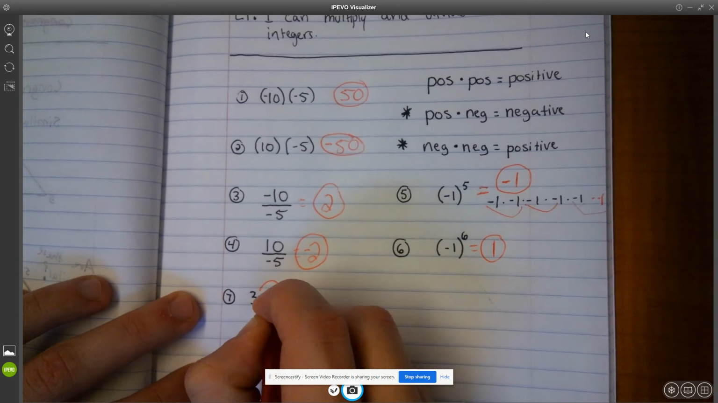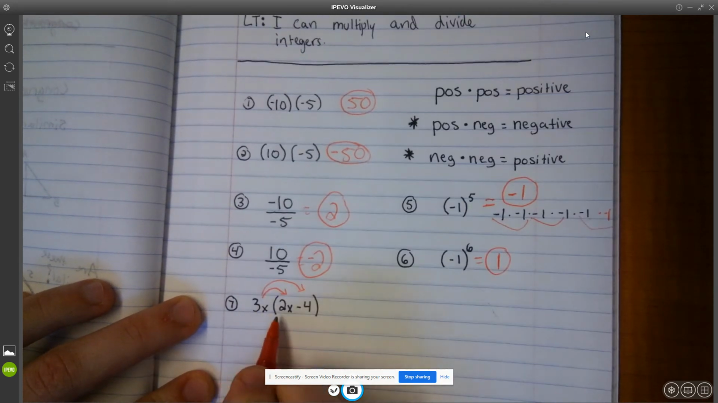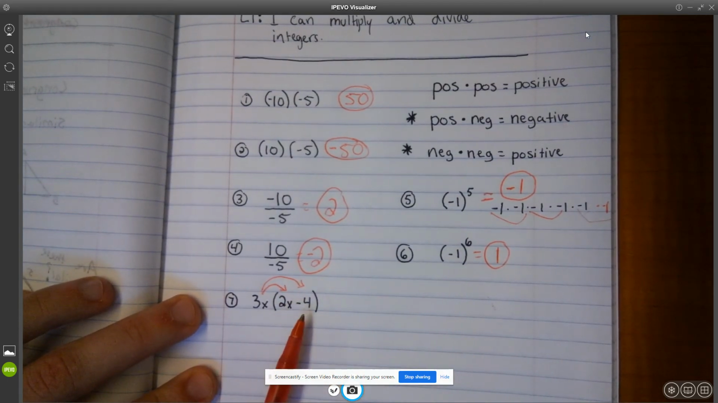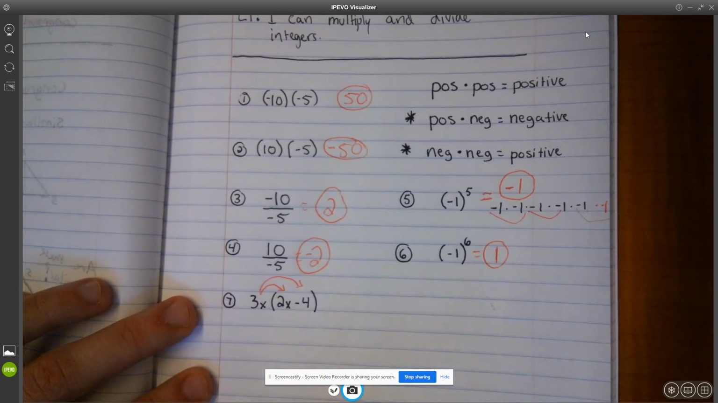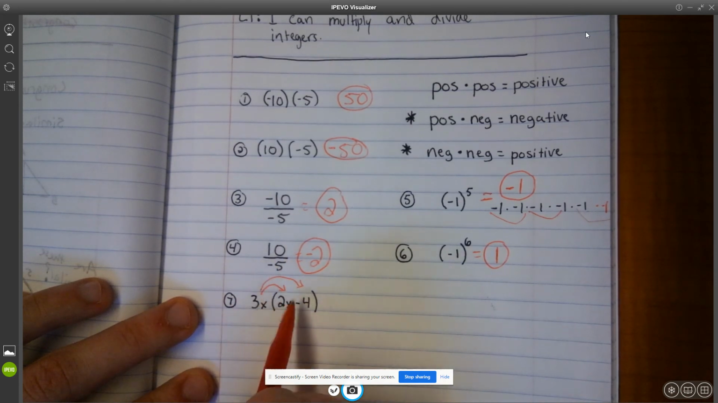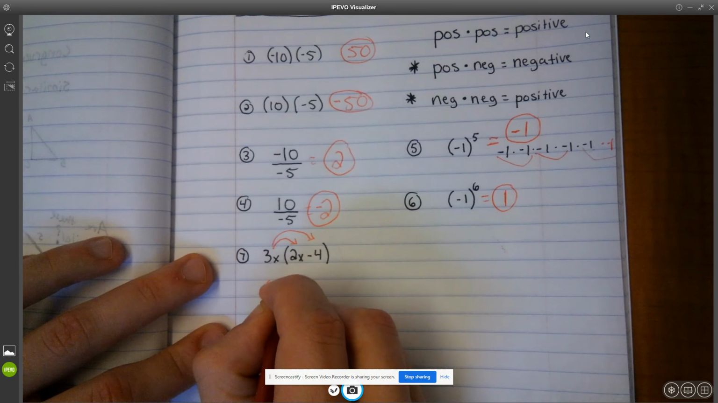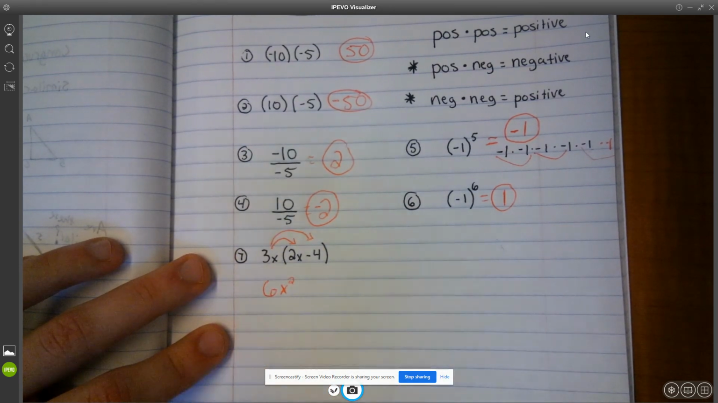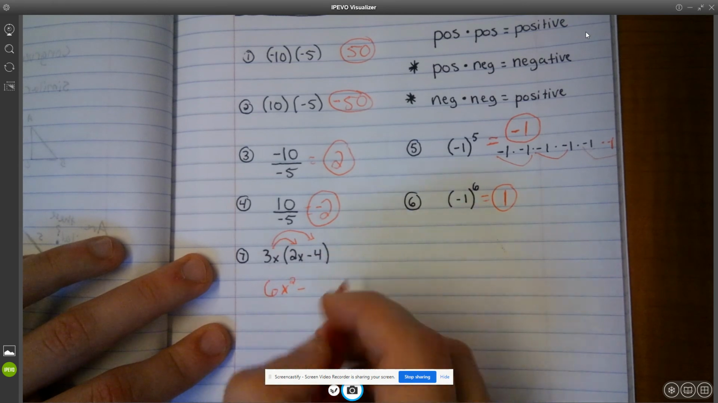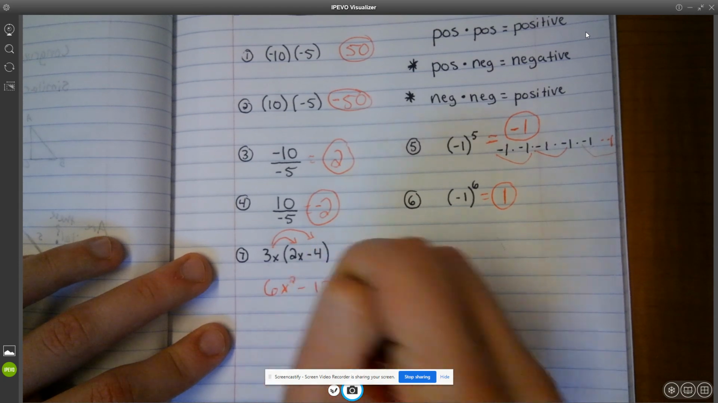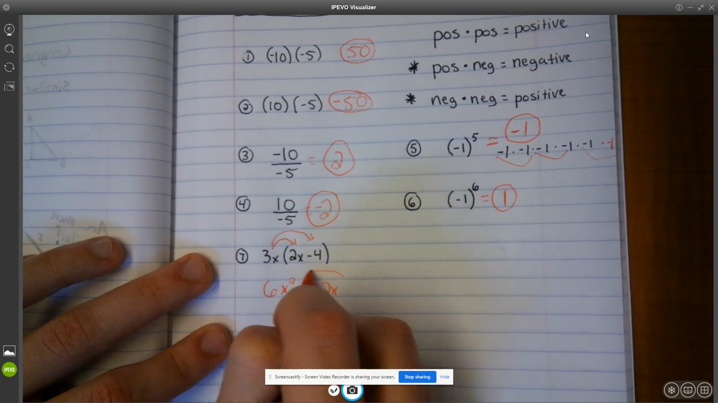Last thing we're going to do is distribute this. We have 3x times 2x minus 4. Usually with PEMDAS we would do parentheses, but we can't combine 2x and negative 4 because they're different terms. So we're going to take this 3x and distribute it, multiplying it by both of those: 3x times 2x and 3x times 4. Well, 3 times 2 is 6. x times x would be x squared, so we have 6x squared. 3 times 4 would be 12, and we have 12 x's. And we can't combine x squared and 12x, so that is it.